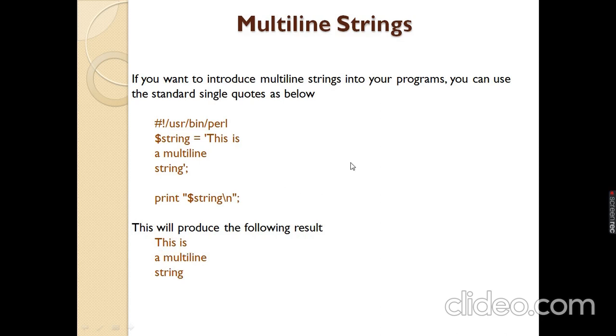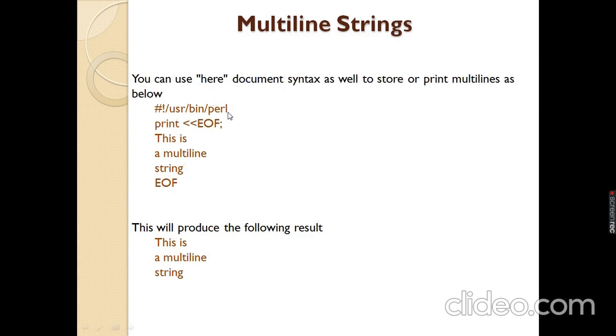You can use the here-document syntax as well to print multi-lines, as shown in the program below. I am directly using print, right? Print double less than, then EOF, end of file, semicolon. So this is a multi-line string, so end of file. Whatever comes in between EOF to EOF, it is going to print as usual, right?